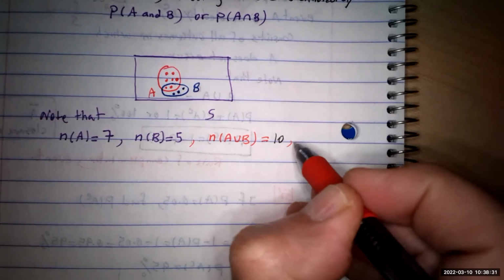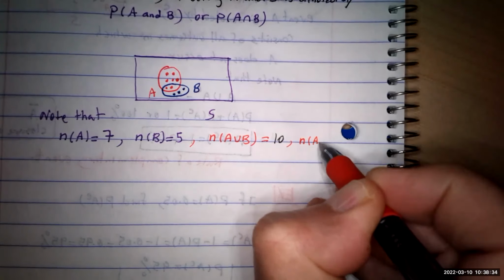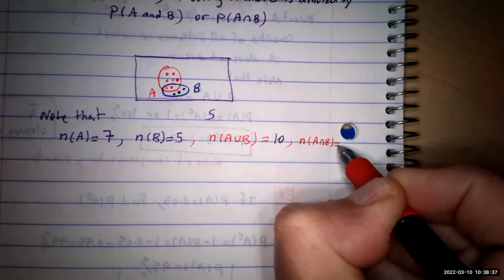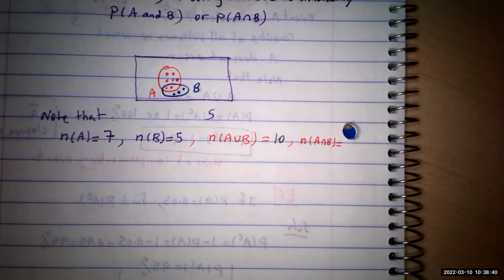Now, what are the numbers in A and B? What are the members in their intersection, the common outcomes? How many common outcomes do you have in these sets A and B? Yes, that's correct. You have 2 members between these two. Any question?